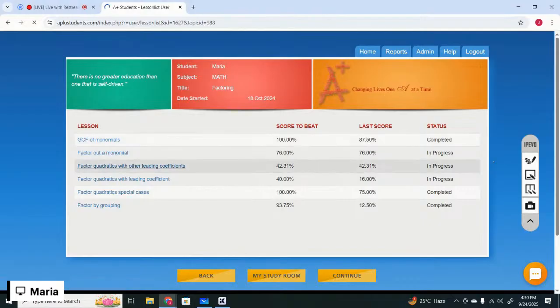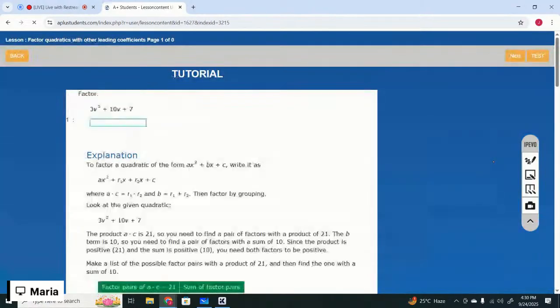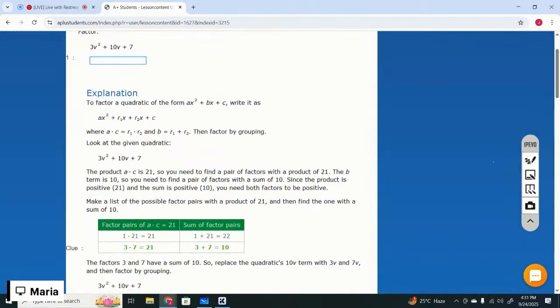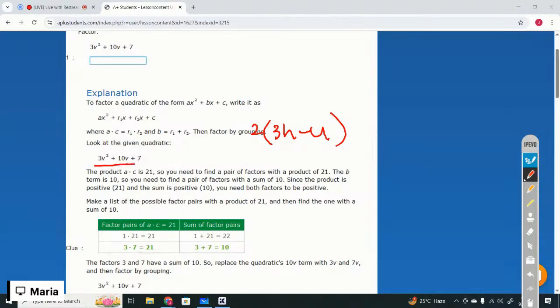Factor quadratics with other leading coefficients. 3v squared plus 10v plus 7.